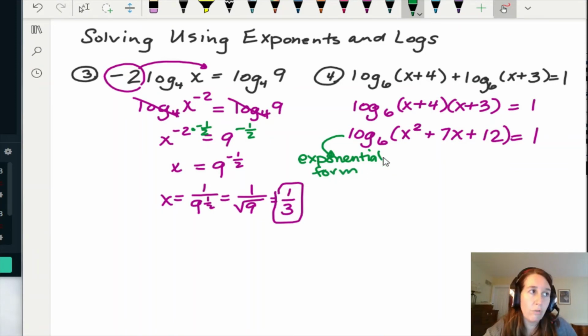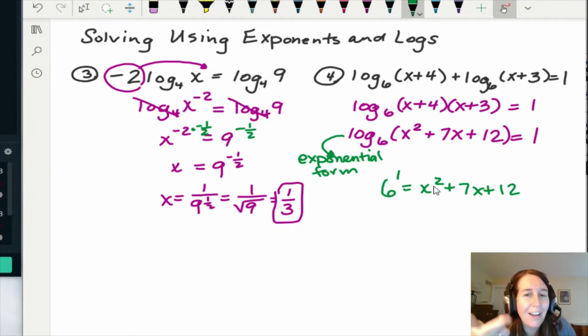So exponential form, the base is 6. Remember, switch the location of this and the 1. So it would be 6 to the first is equal to x squared plus 7x plus 12. Notice there is no more log. There's really not exponents. I mean, that's x squared, I guess, but that's a quadratic now. 6 to the first is the number 6. So this is 6 is equal to x squared plus 7x plus 12.